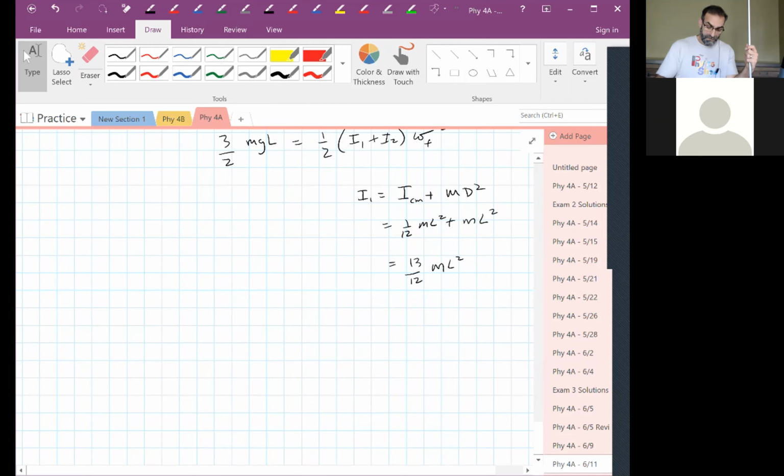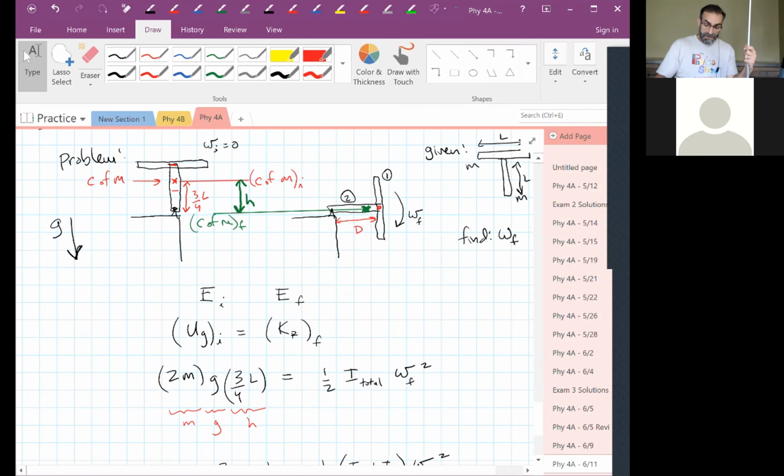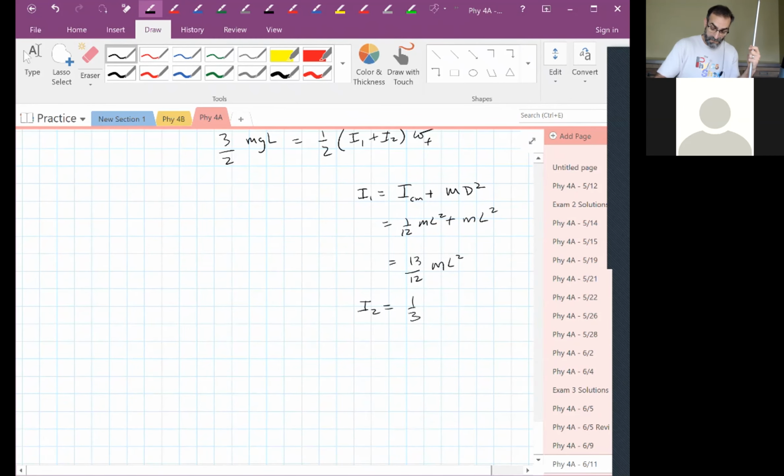Good with that? Let's finish I here, and then we'll go back and look at the other things. I2 is just a rod rotating about its endpoint. You see that? One-third ml squared. What is that? 17/12.